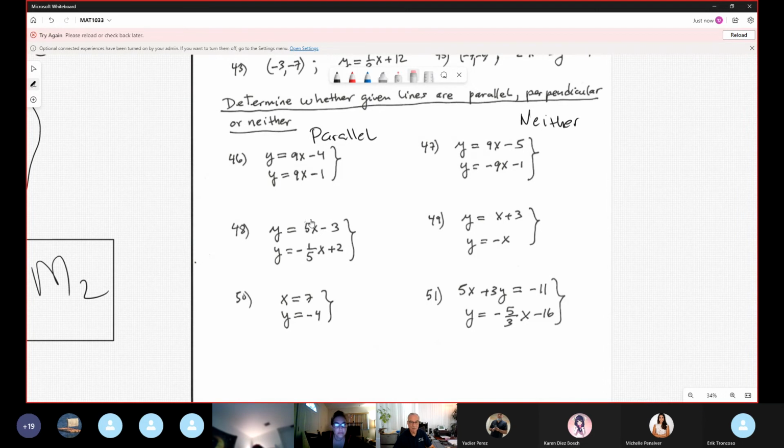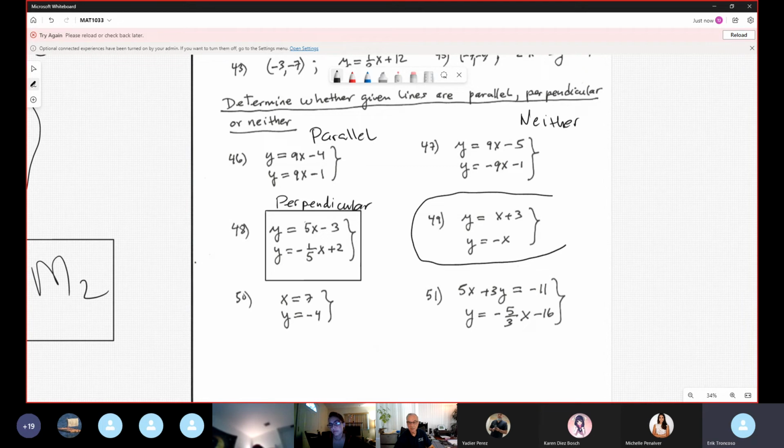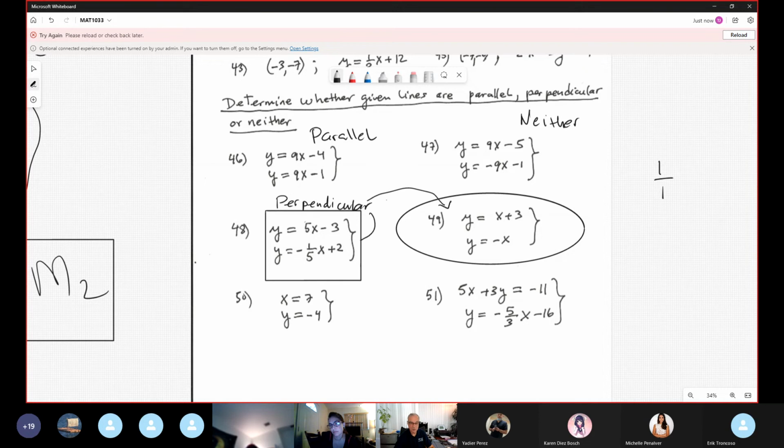What about 48, in your opinion? Perpendicular. Beautiful. It's exactly what I want to hear. Perpendicular. Remember, it's reciprocal and opposite sign. What do you think about 49? Be careful. Perpendicular, because the slope is 1. And what is the reciprocal one? The reciprocal one is 1, because 1 is 1 over 1. When you flip it, it stays the same. And opposite sign. It's also perpendicular, both this and this.